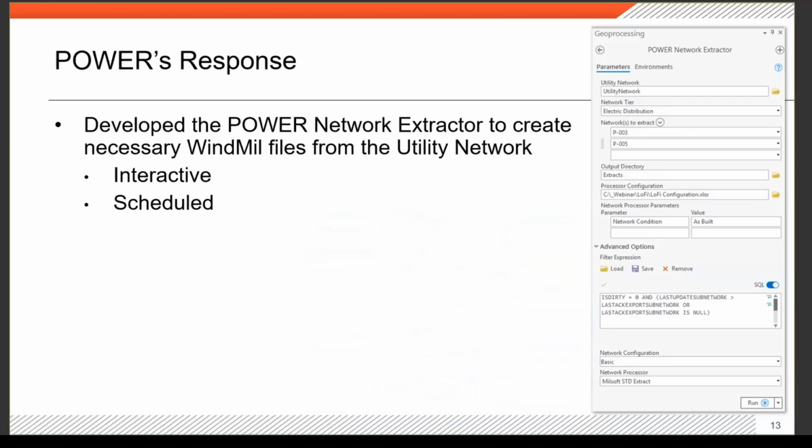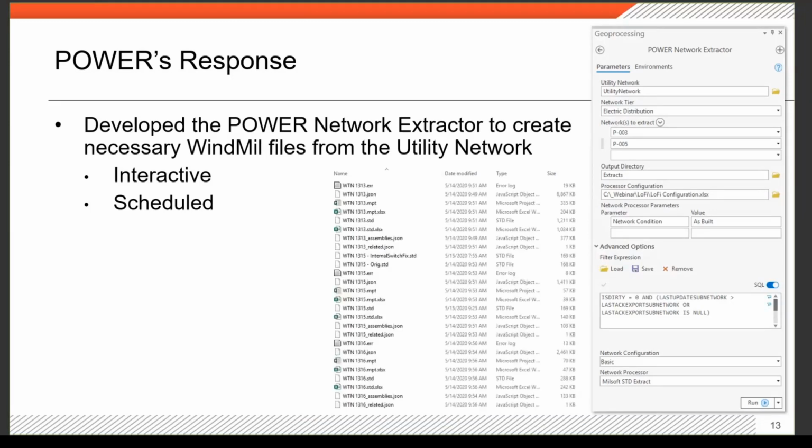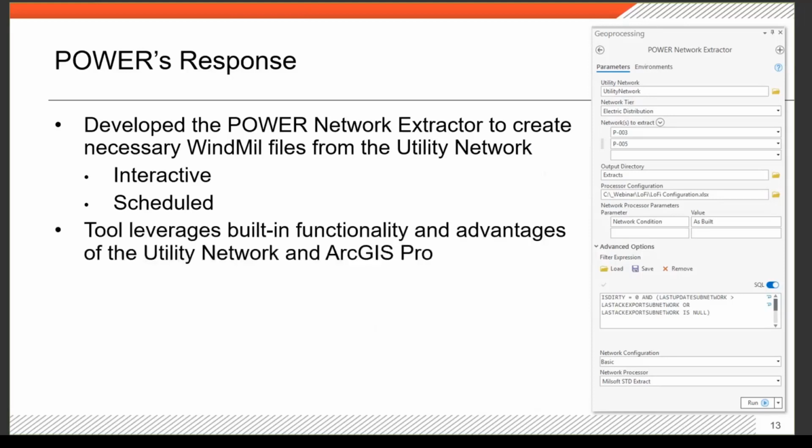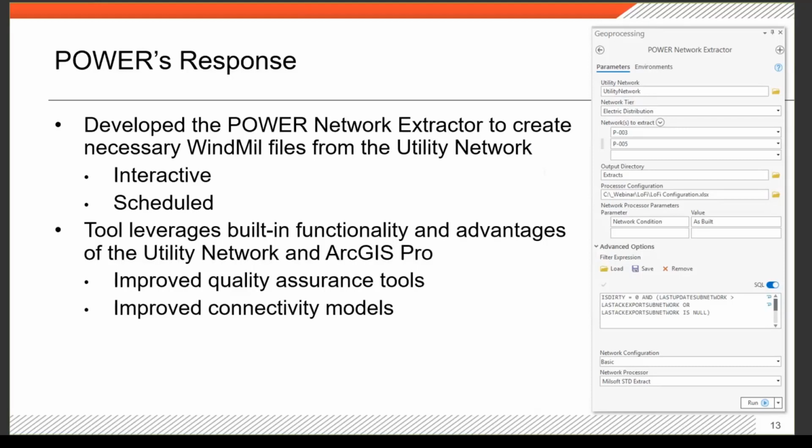In the scheduled mode, the tool takes advantage of the out-of-the-box utility network functionality that tracks circuits that have been edited and exports the corresponding files on a schedule determined by the utility. In this mode, there is no waiting for an extract. The user simply navigates to the output directory and can immediately start working with the latest circuit information. As I said, the tool leverages built-in functionality of the utility network in ArcGIS Pro, including improved quality assurance tools that Robert will demonstrate shortly, and improved connectivity model.